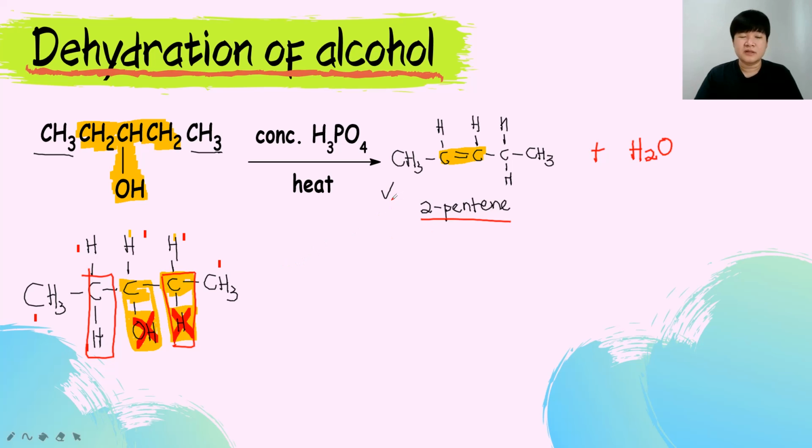So simple. Focus on the carbon that is holding the OH. Remove hydrogen on the adjacent carbon, on the neighboring carbon only, so that you can form a new double bond between the two carbons. Easy. Alright, let's look at more examples.